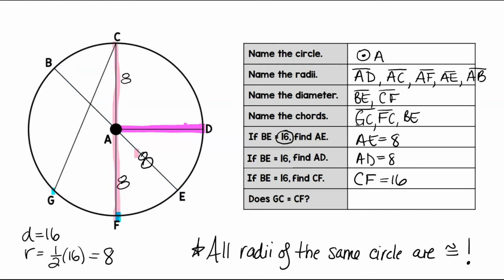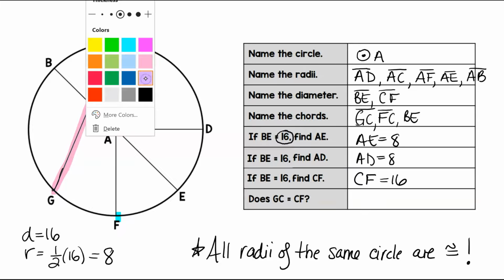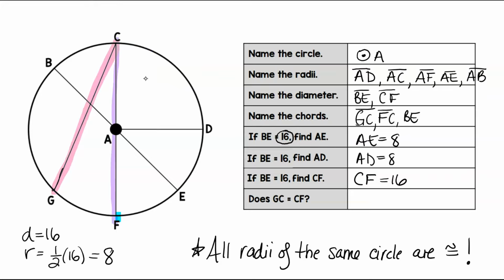Okay, and then the last question, let me erase this one. Says, does GC equal CF? So GC is a chord. It's a chord because it starts on the circle and ends on the circle. And CF is also a chord, but it's a special chord. It's a diameter. So now the diameter is always going to be the longest part inside of a circle. All the chords are not diameters. So the answer to this is no. The diameter, which is CF, is going to be greater than GC.